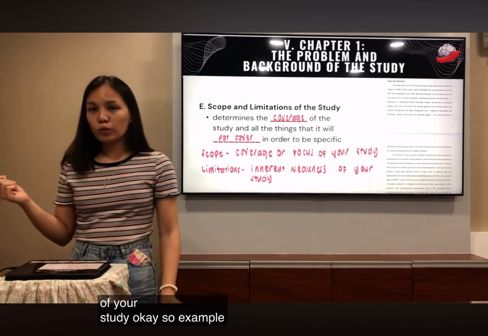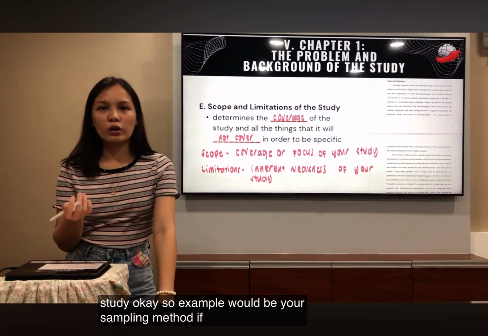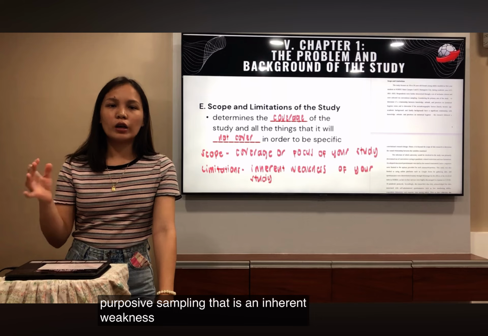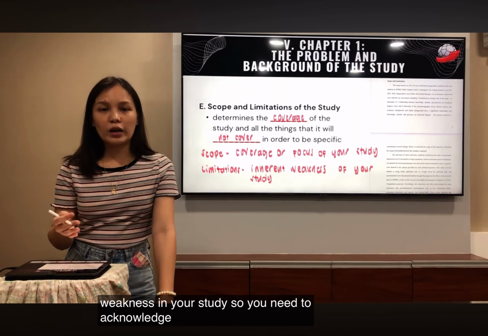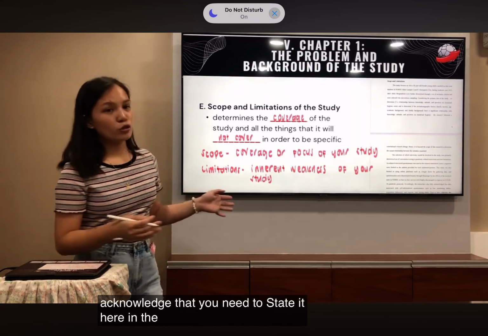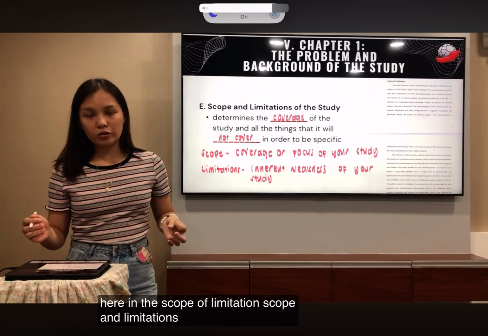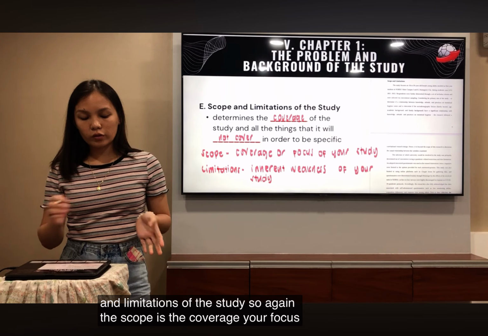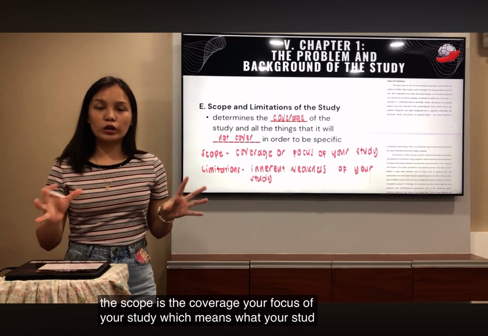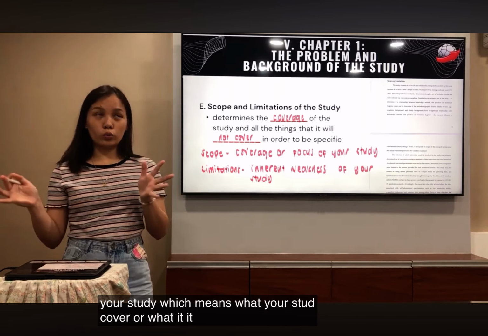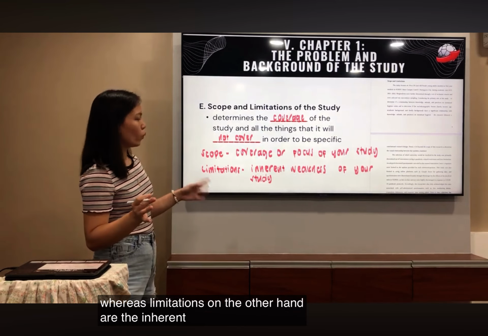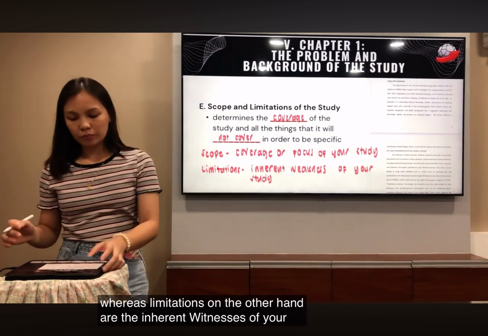Okay, so an example would be your sampling method. If you have used a purposive sampling, that is an inherent weakness in your study, so you need to acknowledge that. You need to state it here in the scope and limitations of the study. So again, the scope is the coverage or focus of your study, which means what your study would cover or what it would include, whereas limitations, on the other hand, are the inherent weaknesses of your study.